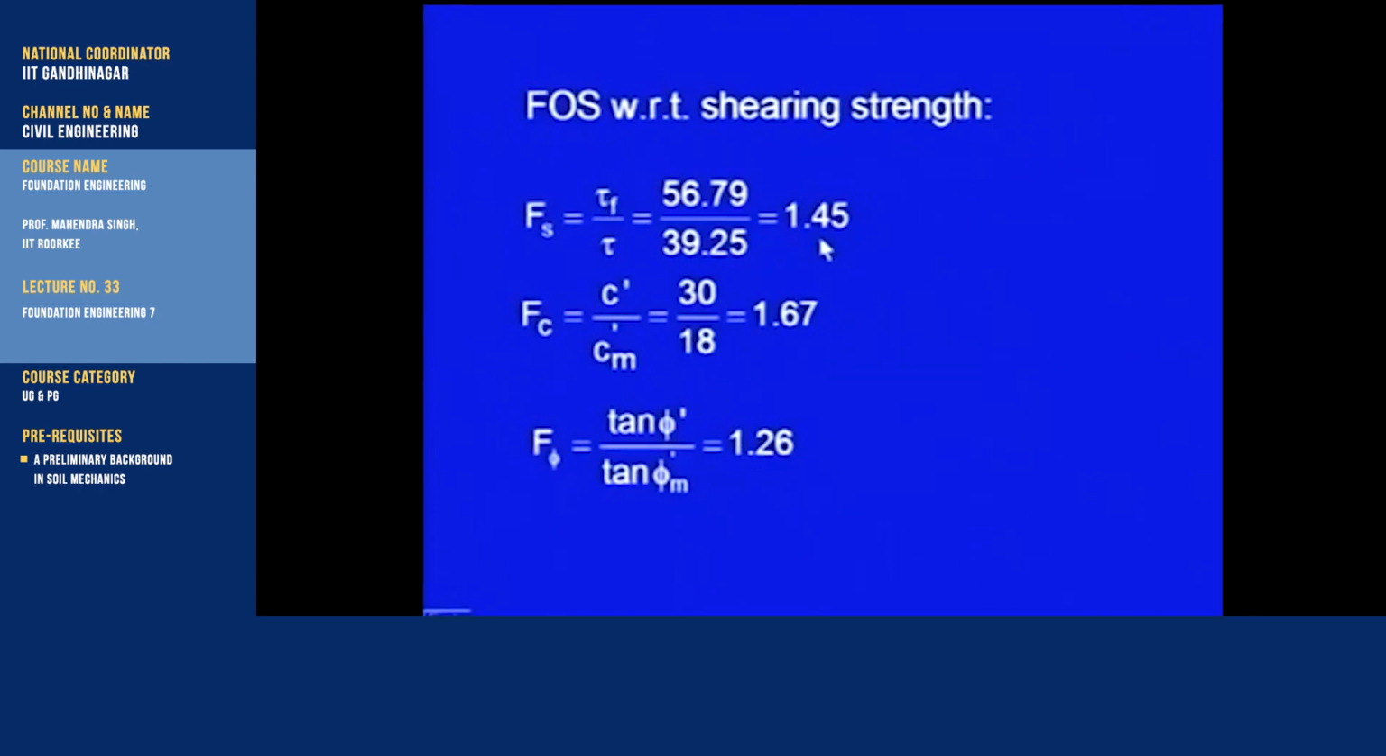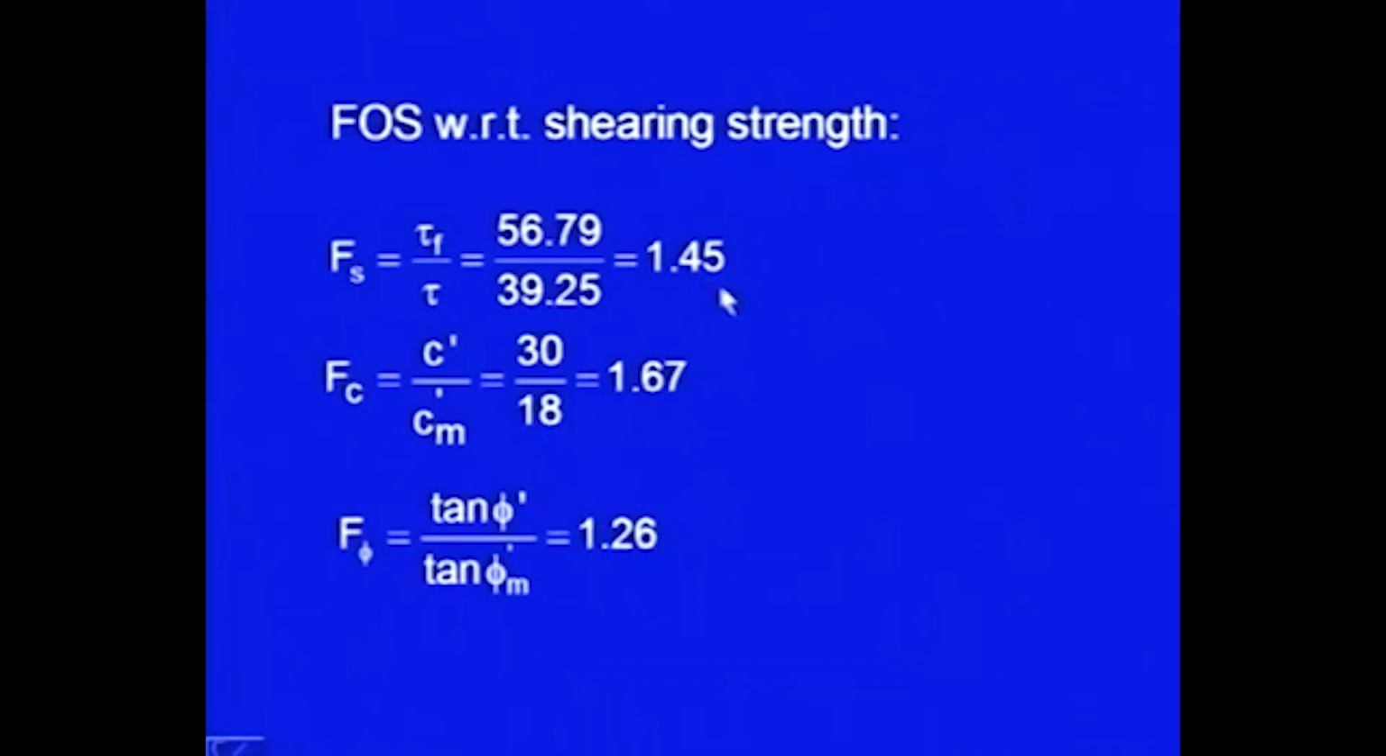So, 56.79 divided by 39.25 and the factor of safety is 1.45. In fact, in the case of slopes it should be at least around 1.5. So, you can say it is just at the verge, it is just a stable slope. And if you calculate the factor of safety with respect to cohesion, this is the ratio of C dash, the maximum value of cohesion that can be made available, divided by the mobilized value of cohesion which the structure is mobilizing at present, and this will be equal to 30 upon 18. It comes out to be 1.67.